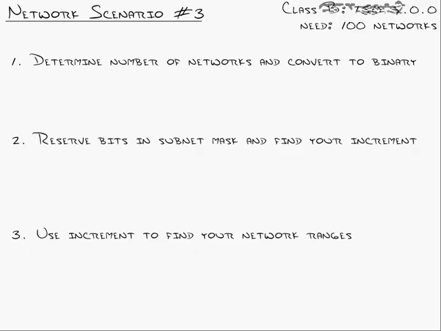Now, before we move on to network scenario number 3, I want to make a quick point. We just did 2 back-to-back network scenarios that are using Class C networks. I'm about to move into a Class B example. Now, don't worry, it's the same thing. It's the same 3 steps, same process that you work through. But I want to make sure before you jump into this one that you are comfortable with the Class C examples we just talked about.